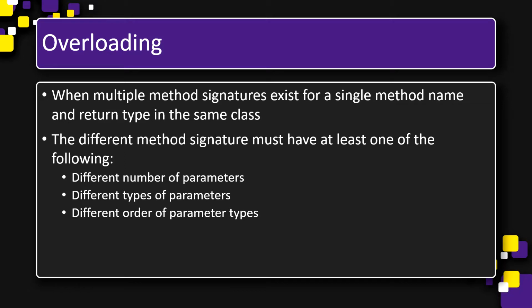When multiple method signatures exist for a single method name and return type in the same class, this is called overloading. The different method signatures must have at least one of the following. They must have either a different number of parameters, different types of parameters, or a different order of the parameter types. This is really important. You can't have two methods with the same number and ordering of your parameters and also have it all be the same types. At least one of these things needs to be different. More than likely, you're going to have at least two of these, if not all three.